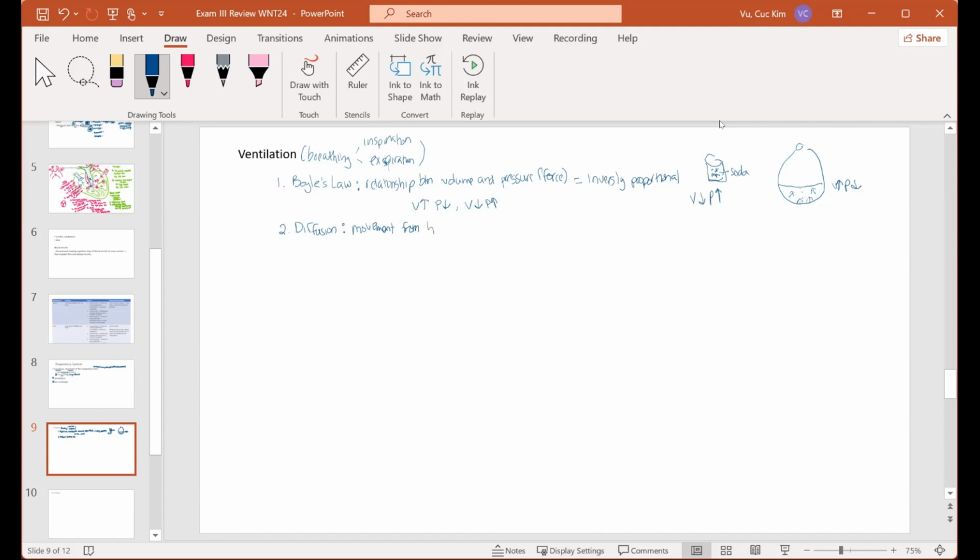Perfect. It's a movement from high to low concentrations. Okay.